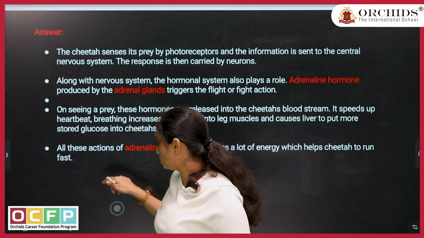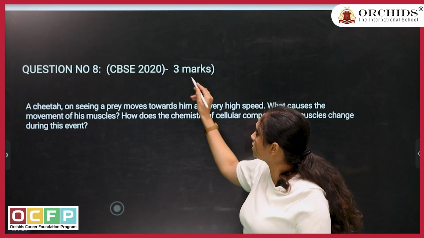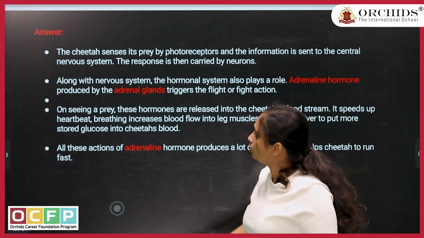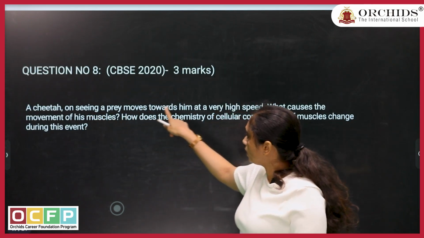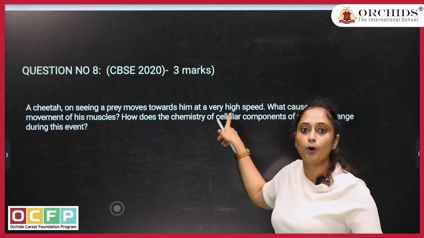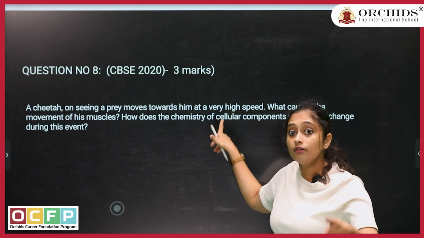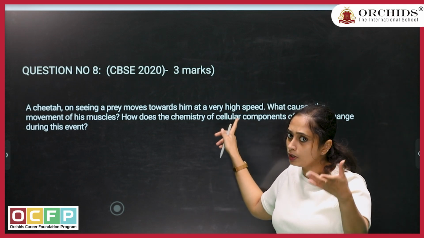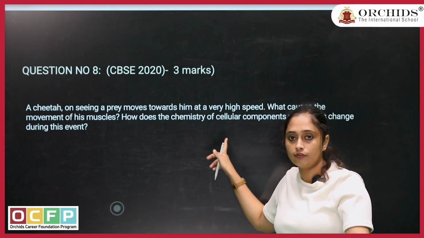And see the question here: it is a 3-mark question. So you need to mention first what will happen in the body, why the high-speed cheetah is running very fast. That reason you need to write: because more glucose is there.